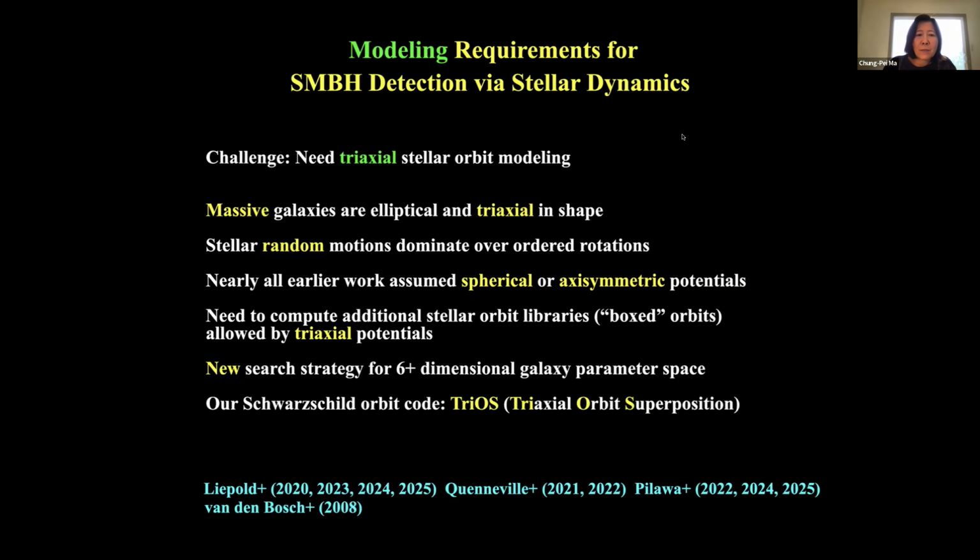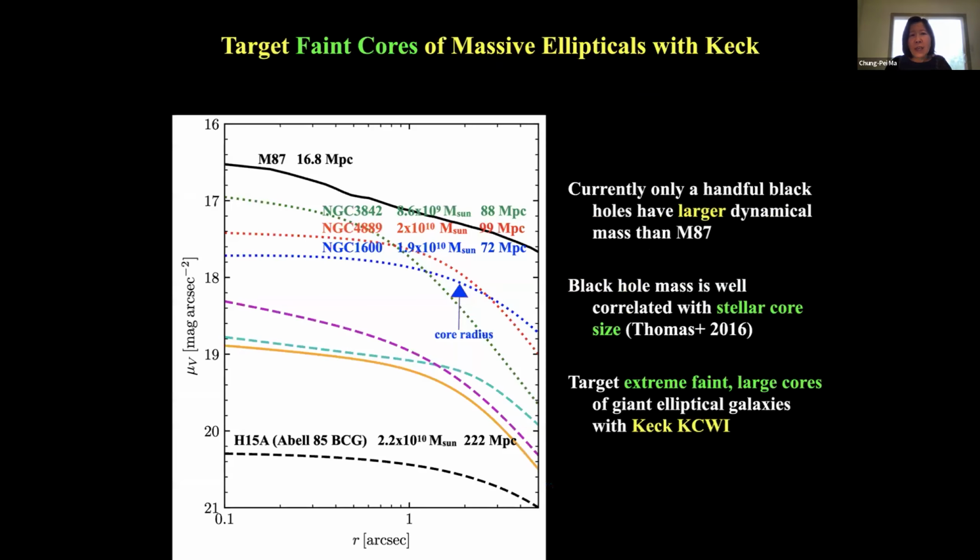So we also had to implement a new strategy for searching in this parameter space. In the old days, by the Nuker team, for example, they just did it in regular grids, and that is not feasible when you're probing 6 parameters and beyond. And they were doing axisymmetric modeling, so it was a lot cheaper. Okay, so I just want to highlight some recent efforts that we're pursuing using Keck's very sensitive IFU called KCWI.